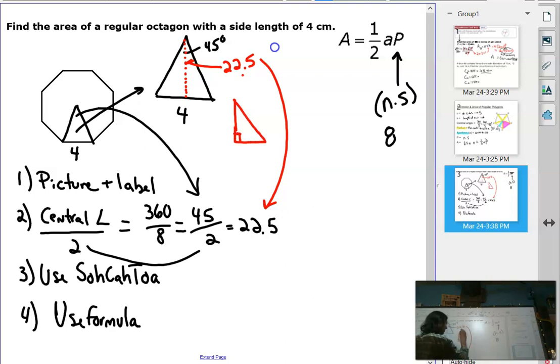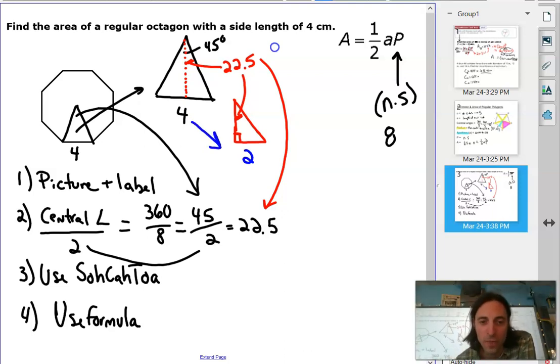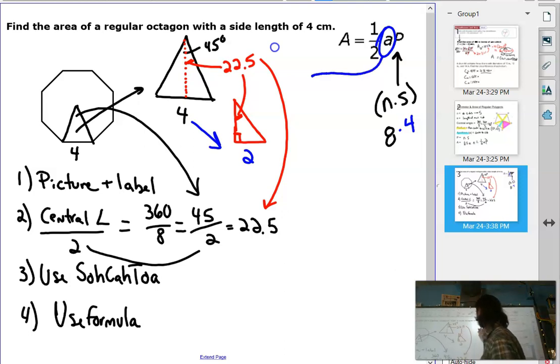90, 22.5, and this length is now 2, which was, I took this one, and when I split it in half, I went from 4 to 2. So now I can use some trig ratios. Basically, I have almost everything I need, right? I know each side length is 4. The only thing I need to figure out now is A. In this case, the apothem is the hypotenuse of that little triangle I just drew in red. So this one right here, I'm sorry, nope, let me back up. It's the height of the triangle that I just drew in red. So it's going to go right here.